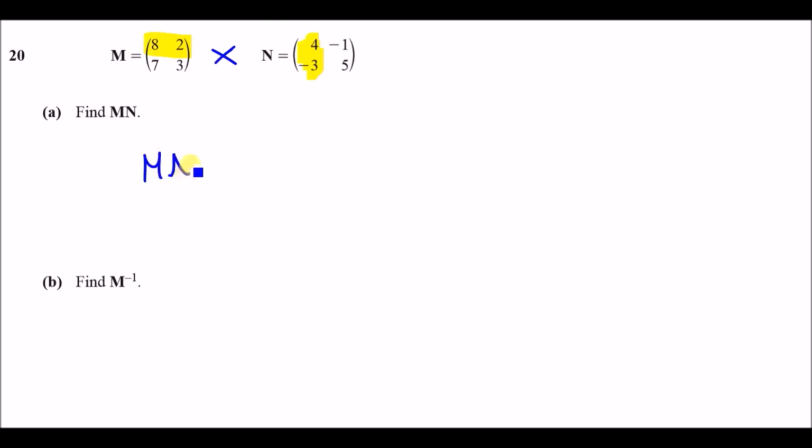So let's go ahead and check this out. So it's going to be a 2 by 2. So when we do row times column, it's going to be 8 times the 4, which is 32. And then 2 times the minus 3 is minus 6. So 32 minus 6 is going to give us 26.